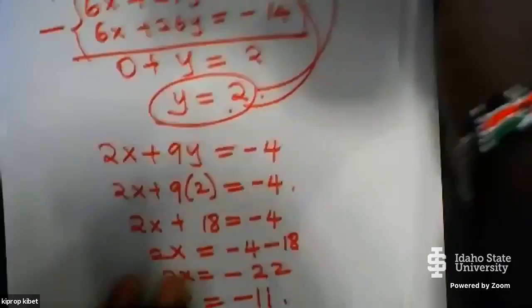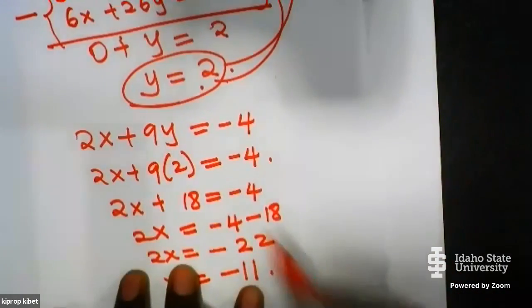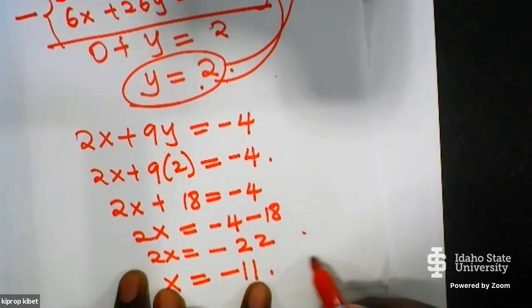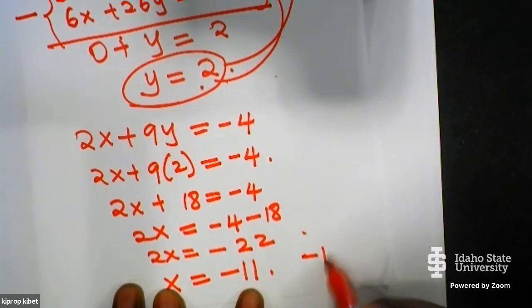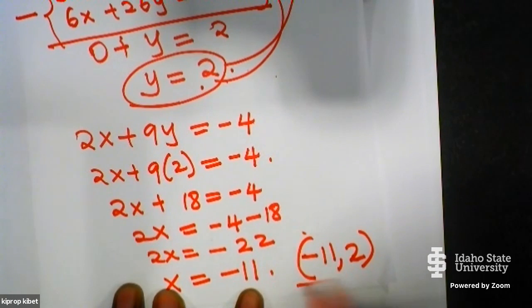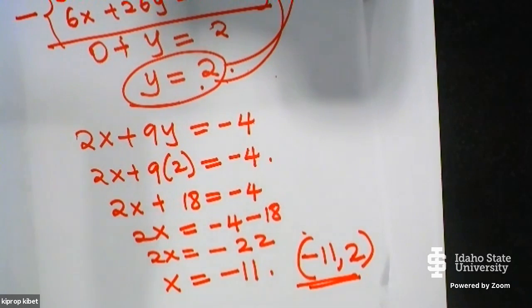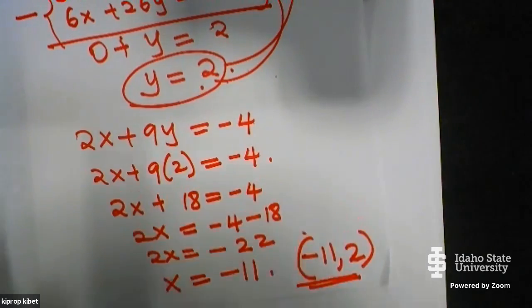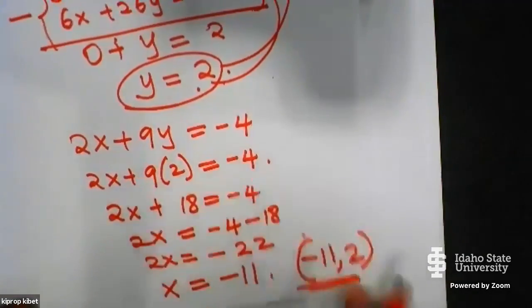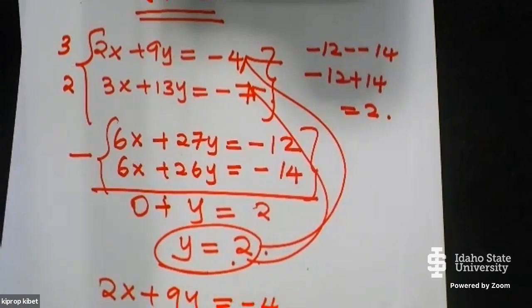So now the solution to our system is minus 11, 2. So that is the solution to our system. That is where they will meet. Is that clear? Any question?